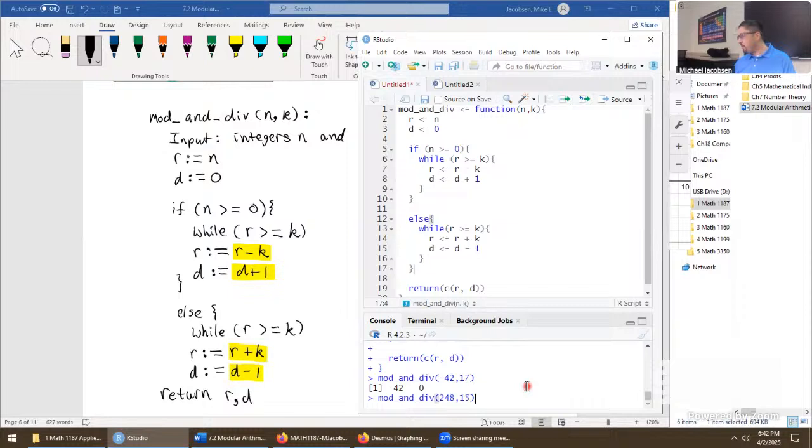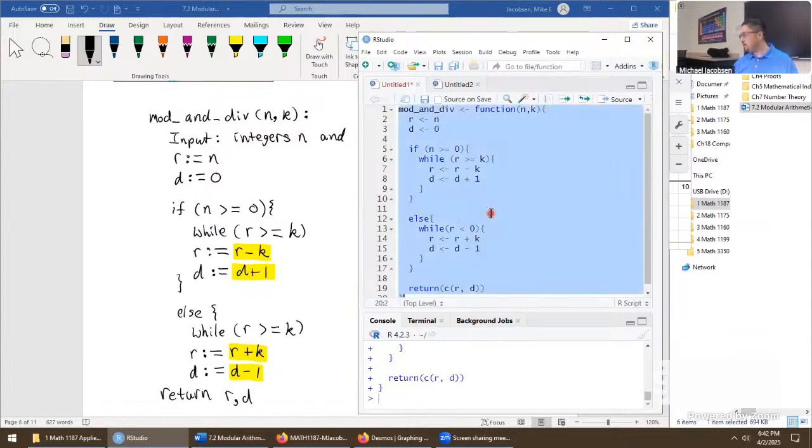Let me try one more time with that one. Yeah, that still looks correct. But something in this structure here is just not quite working out right. I do have a cheat sheet. Let me consult my cheat sheet here. I think I see the problem. Should have said, well, R is less than 0. Let's take a look at that. Rerun this one. And hey, I think that's right.